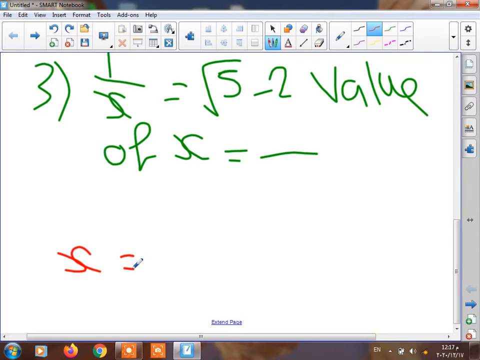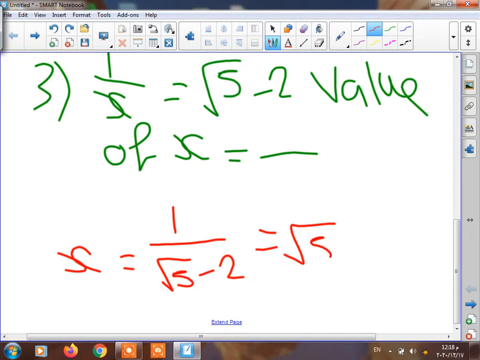Why? Because 1 over x here means x power negative 1. If I need to convert the power from negative to positive, you must change the places of numerator and denominator. So that means we have x equal 1 over root 5 minus root 2. You can find it by using your calculator, or you can multiply by the conjugate number, but here, use your calculator to find the result. It will be equal root 5 plus root 2.